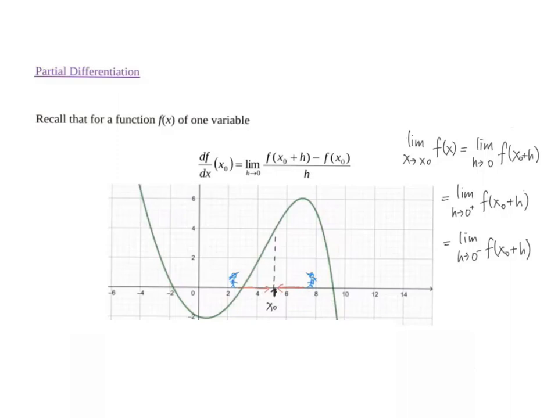When we take the derivative of a function at the point x equals x0, it means that we are considering the value of the limit for the expression f of (x0 plus h) minus f of x0, divided by h, when h tends to 0. In order that this limit exists, we need that the left-hand limit be equal to the right-hand limit, and they both give a real number.